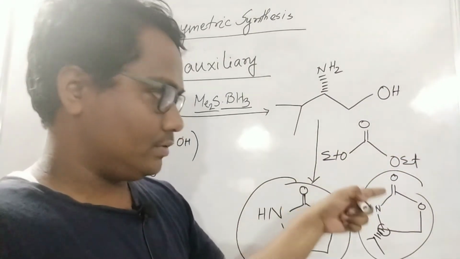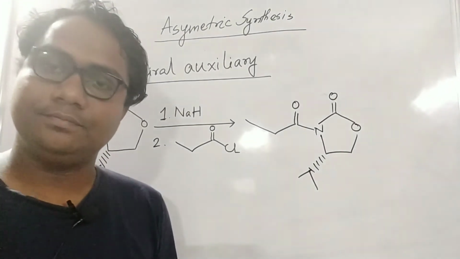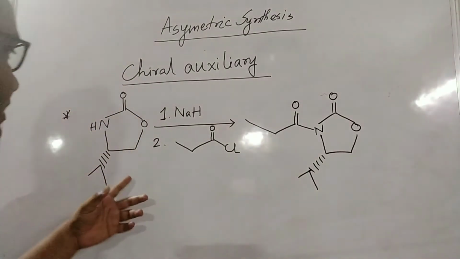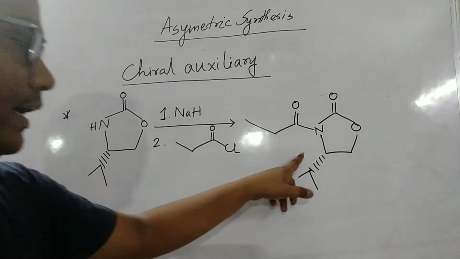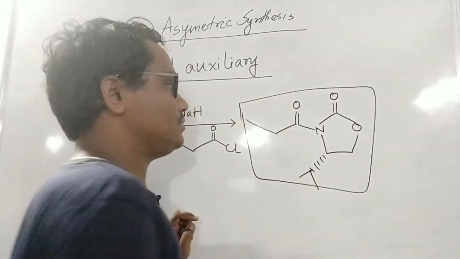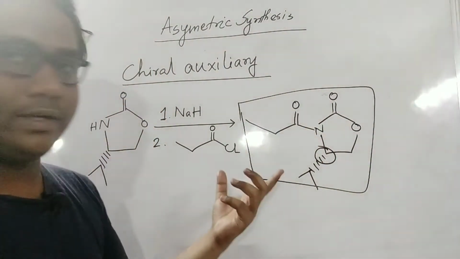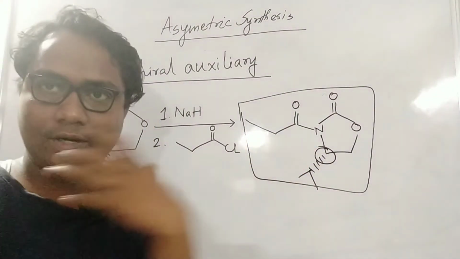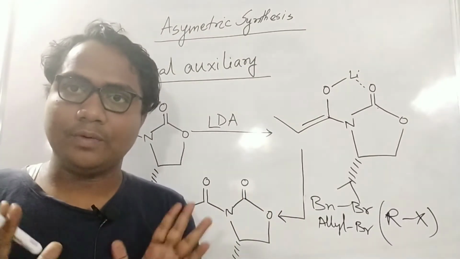That chiral center will decide the relative stereochemistry of the organic substance which it will attach. So I have to give another scheme so that you will understand. Here you will see the further attachment of another group to this chiral auxiliary. Here this is the chiral auxiliary I mentioned previously, and here I use sodium hydride and this type of acetyl chloride, and that will form the product. That chiral center will decide the relative stereochemistry of the other part. So I will give one small example for understanding the use of the chiral auxiliary.